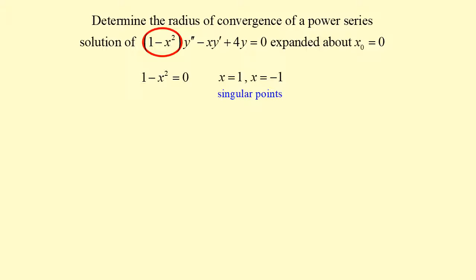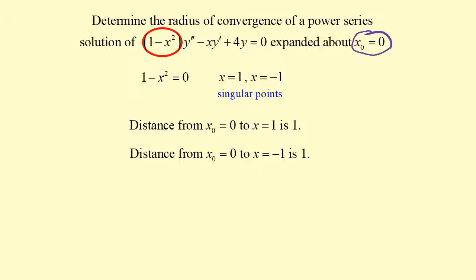However, in this example, we're expanding about x equals 0. So what we've been saying up to now is, if you're expanding about x equals 0, and you've got a singular point at x equals 1, the distance from x equals 0 to x equals 1 is 1 unit. Now the distance from x equals 0 to x equals -1 is likewise 1 unit. Since both of these are the same, that simply means that our interval of convergence can be anywhere between -1 and 1, which would make the radius of convergence 1.